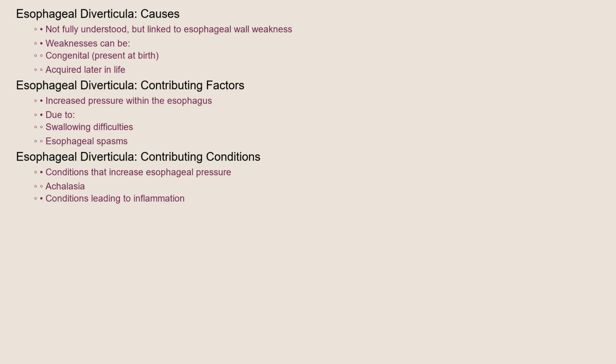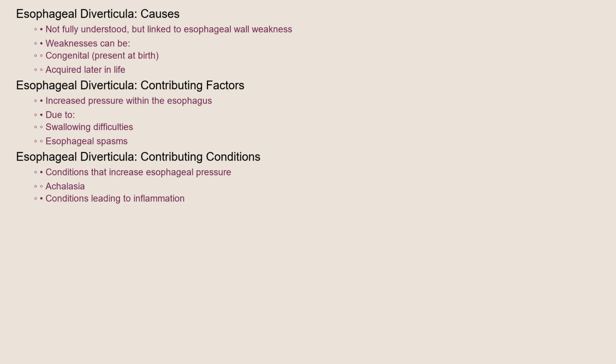Now, let's talk about what causes these pouches to form. The exact causes of esophageal diverticula aren't fully understood, but they are generally believed to be related to weaknesses in the esophageal wall. These weaknesses can be congenital, meaning present at birth, or more commonly, acquired later in life. Increased pressure within the esophagus, often due to swallowing difficulties or esophageal spasms, is a major contributing factor.